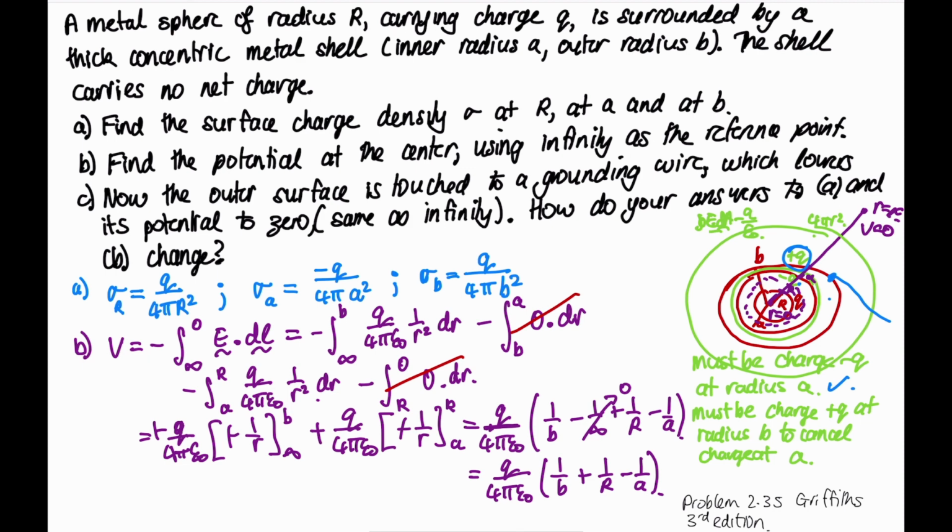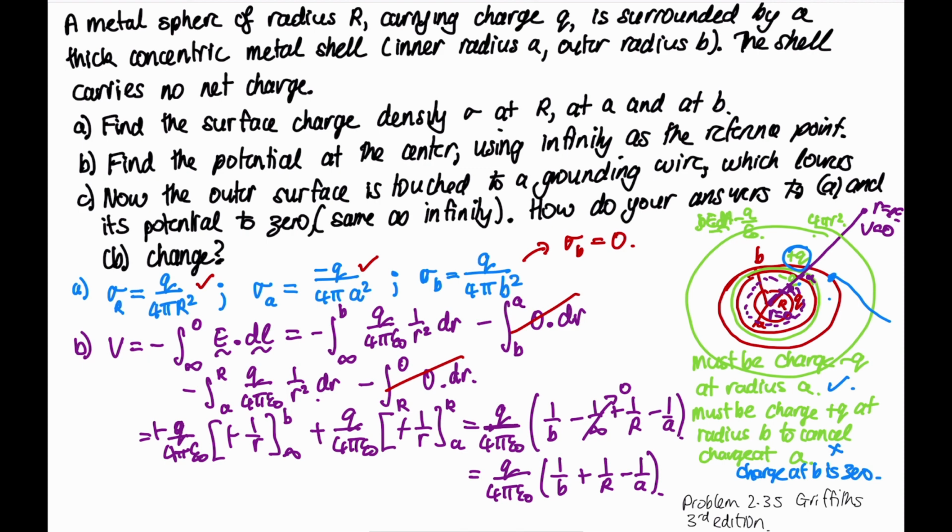So this part here is now wrong for part C. The charge at B is 0. So for part C, this one remains the same, this one remains the same, but this one becomes sigma B is equal to 0 just because there is no net charge. Okay, and then we're asked to calculate how the voltage changes as well.